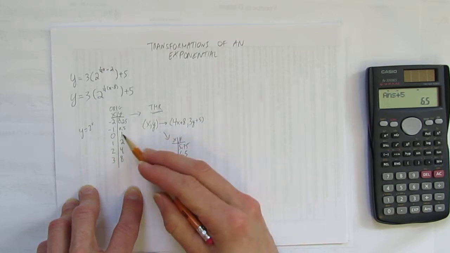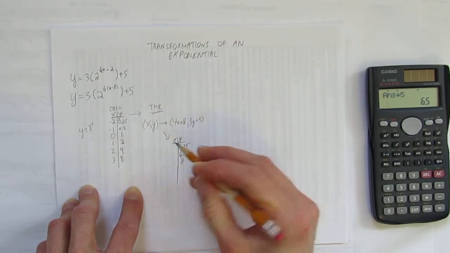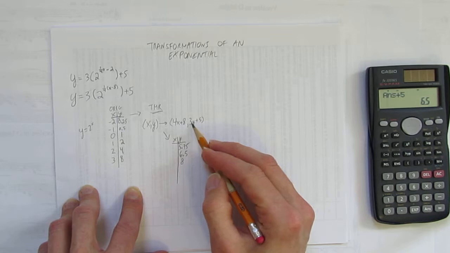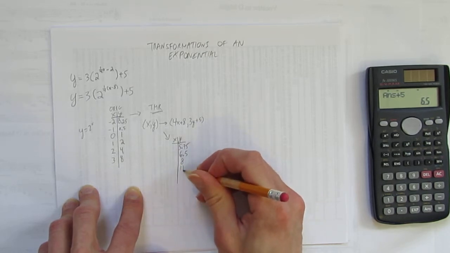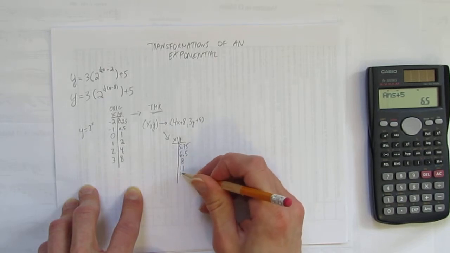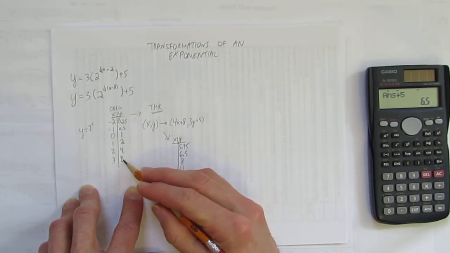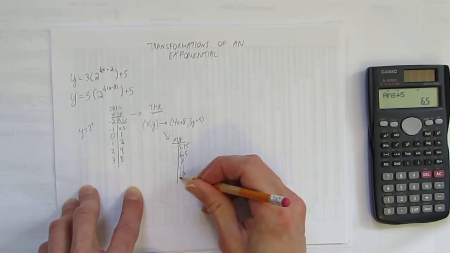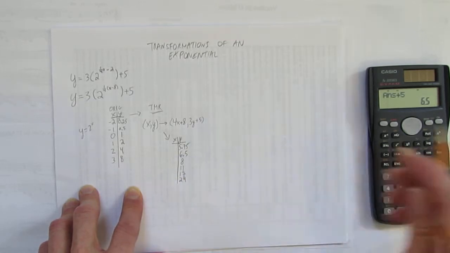What's 3 times 1 plus 5? 8. What's 3 times 2? 6. Plus 5, 11. What's 3 times 4? 12. Plus 5, 17. And what's 3 times 8? 24. Plus 5 gives 29.